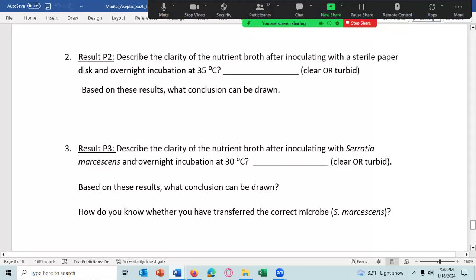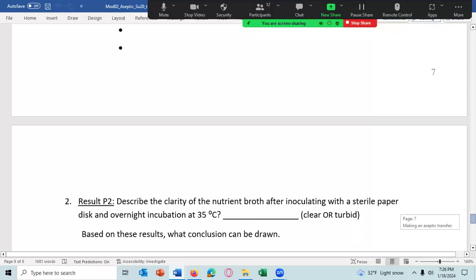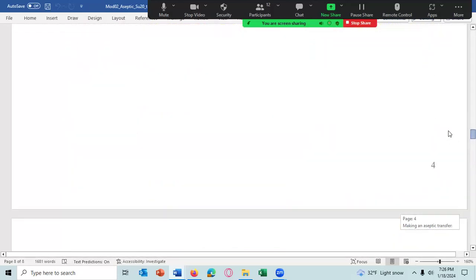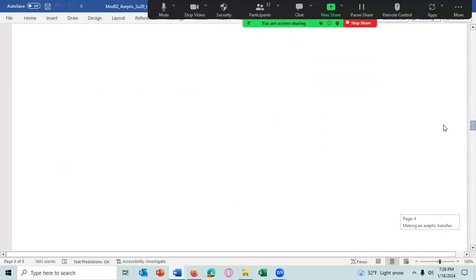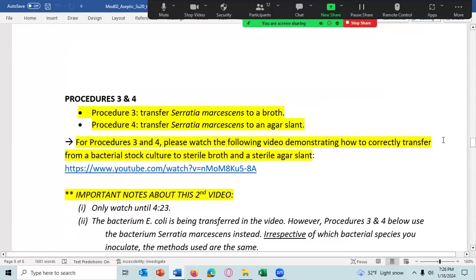For procedure 3, we're going to be transferring bacteria from a stock culture into a liquid broth. And we're going to be transferring Serratia marcescens from the stock culture to a liquid broth, meaning a liquid media. Serratia marcescens is a pigmented bacteria. It either grows pink in a broth, or if you grow it on solid media, it grows red.